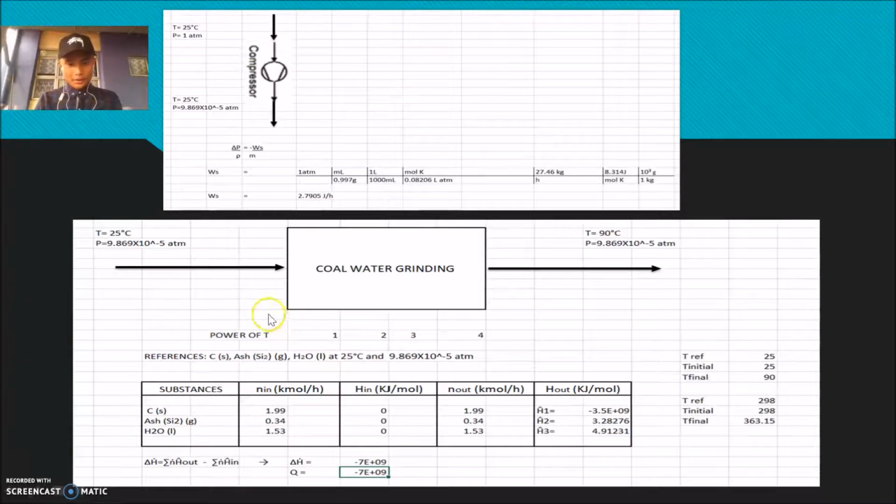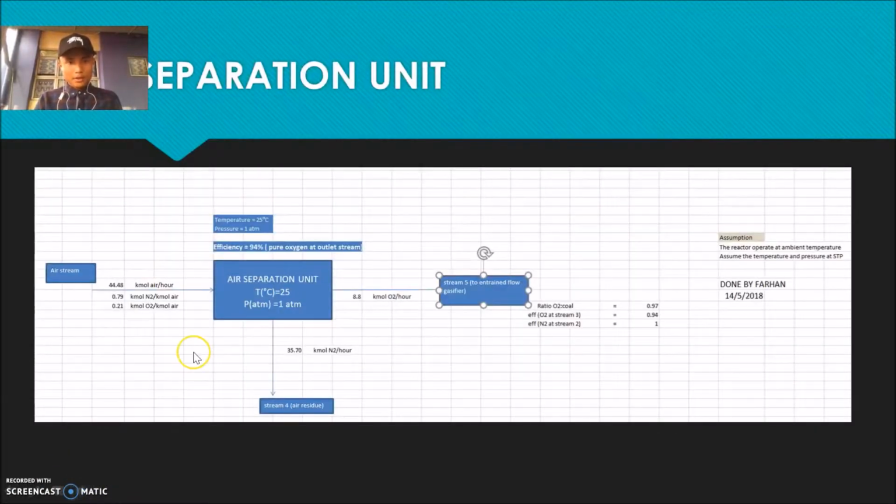The next unit is the coal water grinding, which increases the temperature from 25 degrees Celsius to 90 degrees Celsius, which produces energy of negative 7 exponent 9. Next, the air separation unit operates at ambient temperature, so the temperature of the outlet stream equals the inlet stream. Hence, there is no energy transfer in this unit.